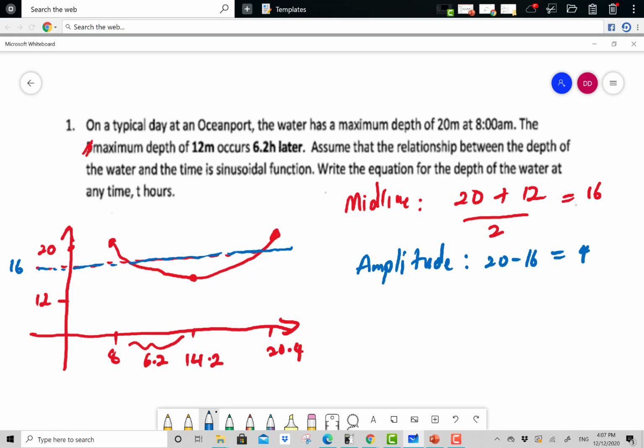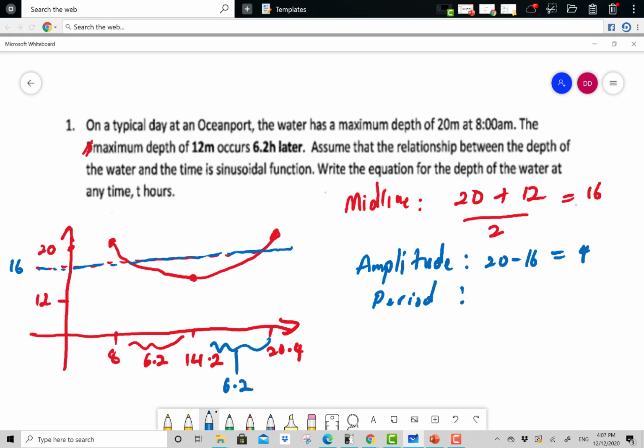Now I need the period. The period is simply where the graph is repeating. If I look at this graph carefully, I realize the graph is going to be repeating its pattern after 12.4 hours. So we start at 8, going 6.2 hours to the bottom, and then 6.2 more hours right here, the graph is going back up to the original 20 meters. So it's having that pattern.